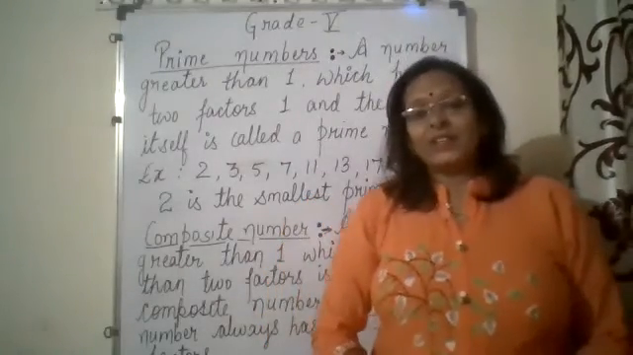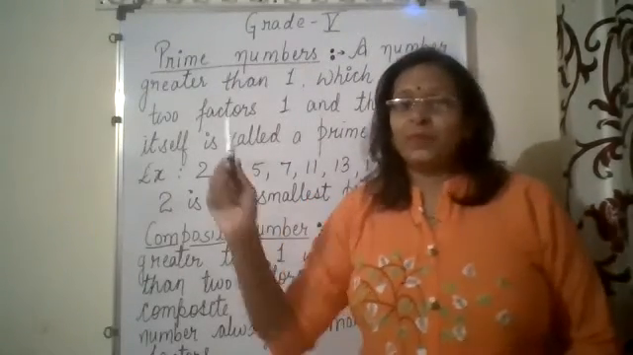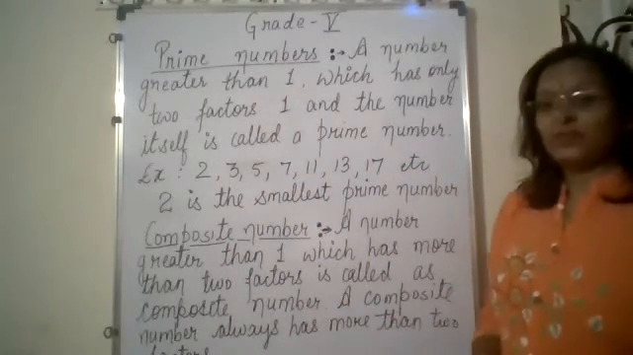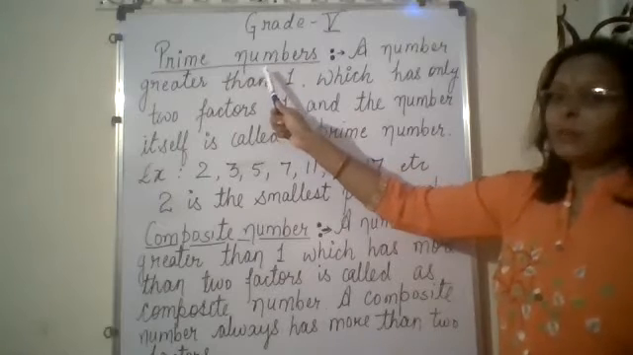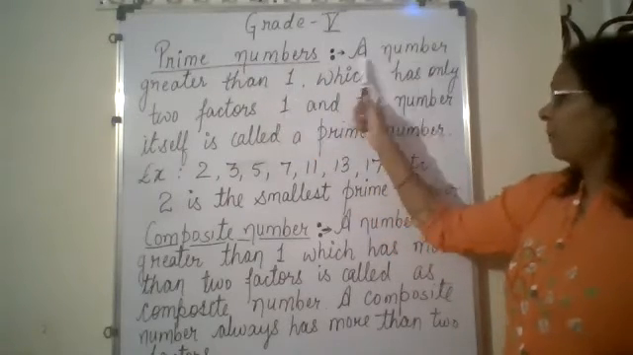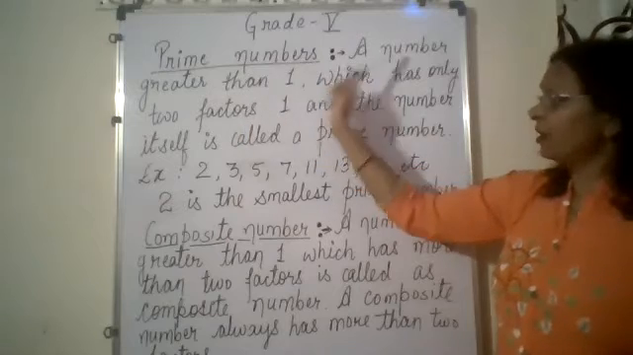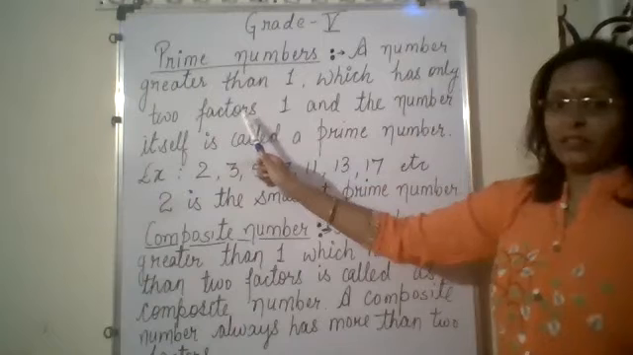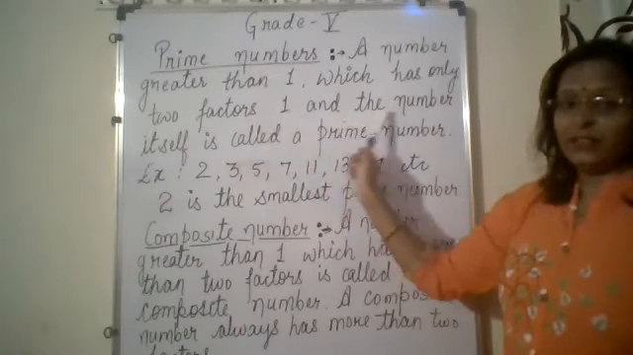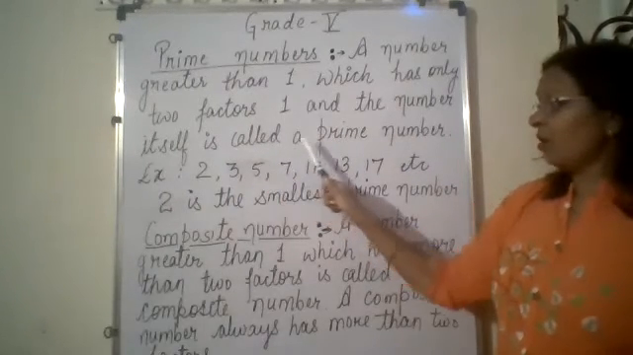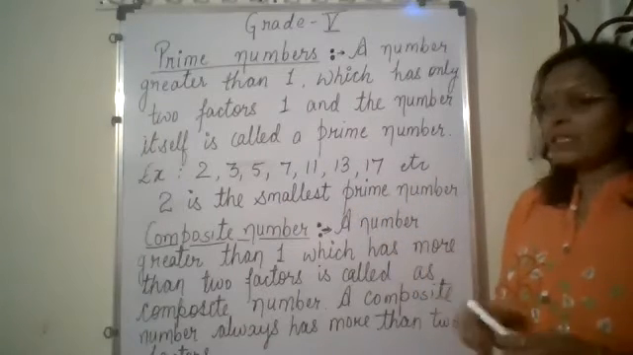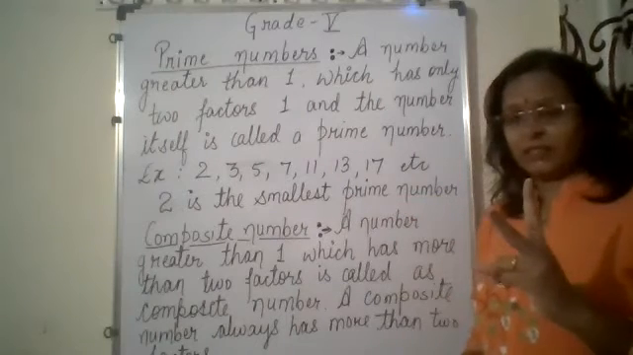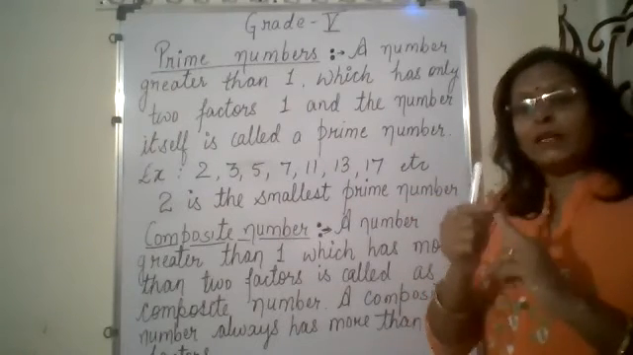Hello kids, today we are going to study what are prime numbers and composite numbers. So first, let me tell you what is a prime number. A prime number is a number greater than 1 which has only two factors, 1 and the number itself. Now what does it mean? It means any number has only two factors, that is 1 and the number itself.